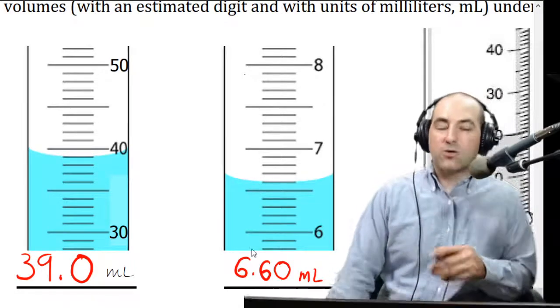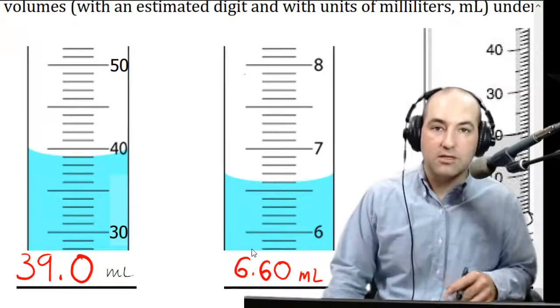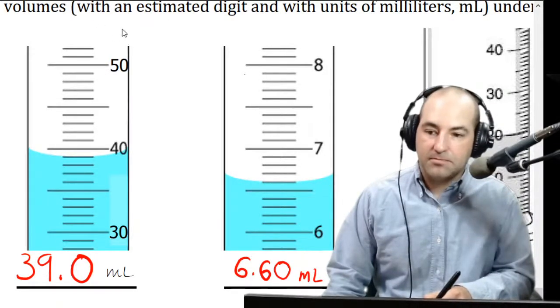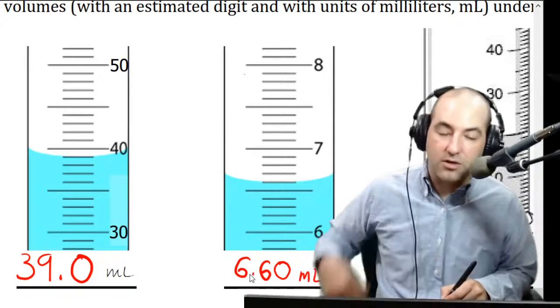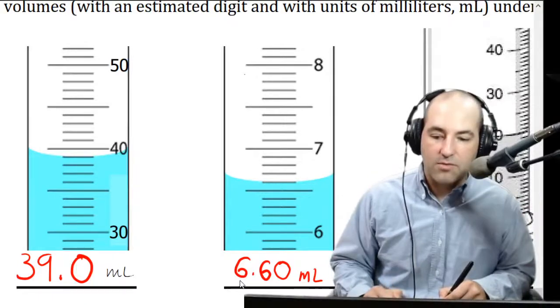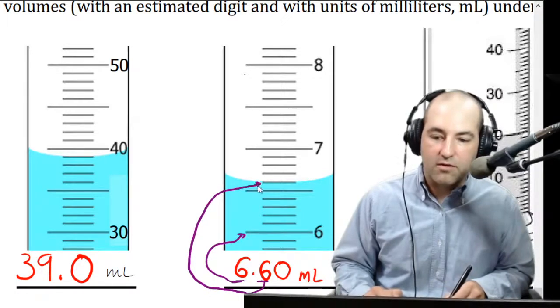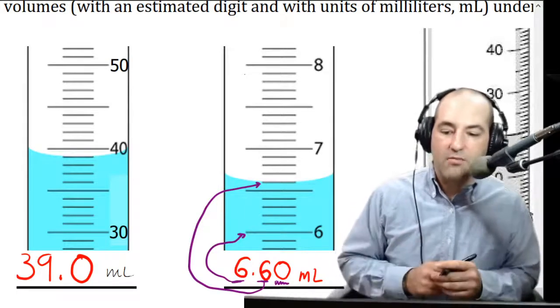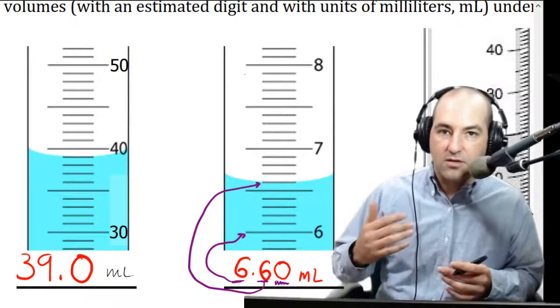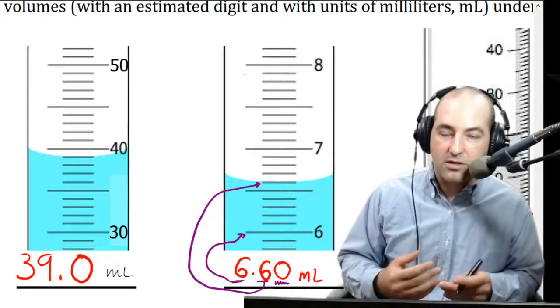And one way you can check this for yourself is when you write down your measurement, say, all right, which of my numbers are lines? When I say lines, I mean marks on the instrument. So the 6 is represented by a mark, this mark right here. This 6 is also represented by a mark, this mark right here. And that means that this one is the estimated one, the one not represented by a mark. So every measurement that you write down should have the numbers represented by marks and then one that's not.